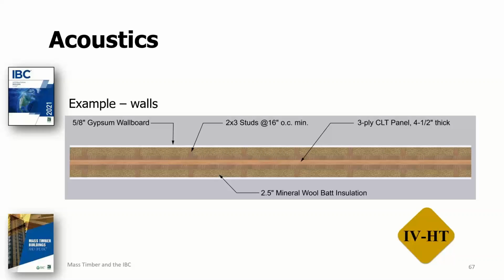It should be noted, however, that again, this figure depicts an assembly in which there are combustibles within the concealed space, so that would not be permissible in Types 4A, B, and C. And again, that could be addressed fairly simply by replacing these 2x3 studs with steel framing, and applying a non-combustible protection layer directly to the mass timber within the wall.